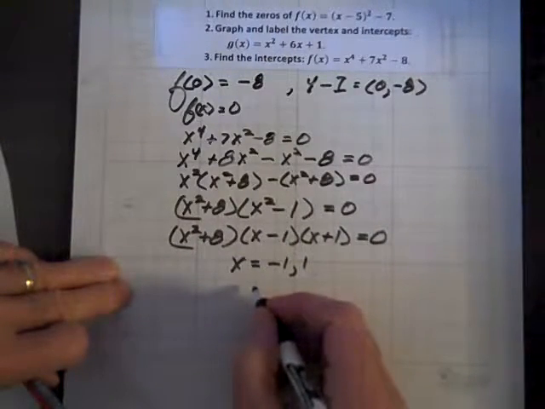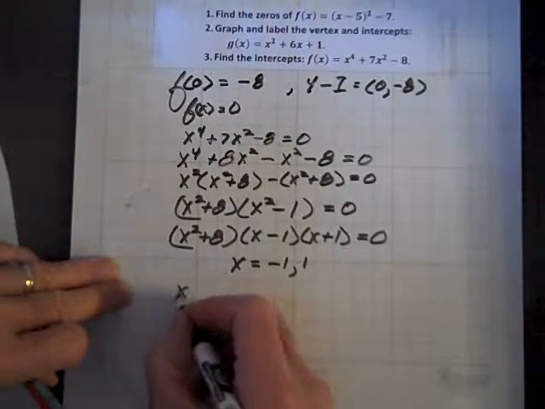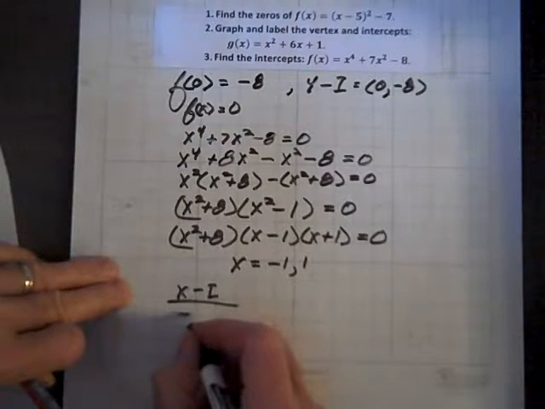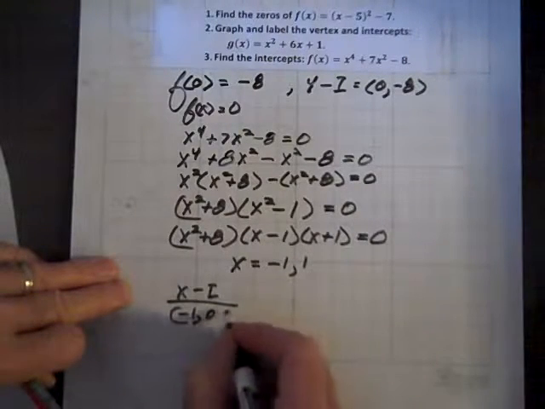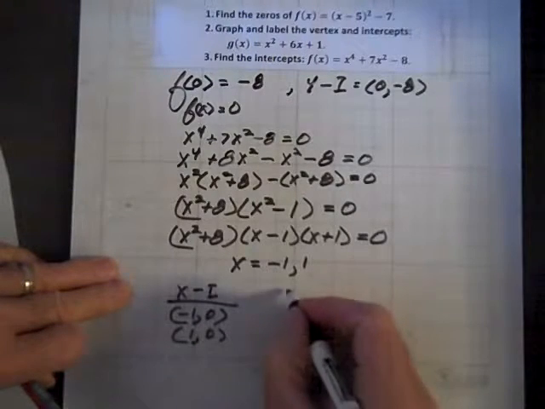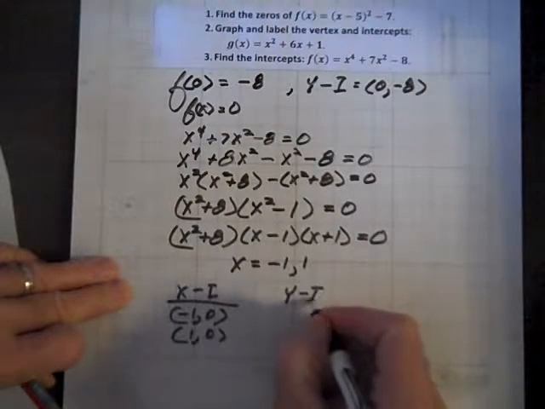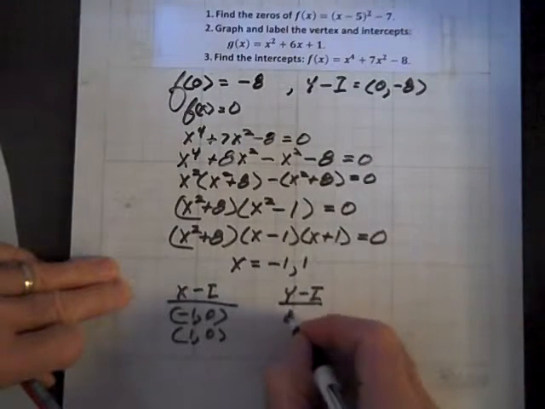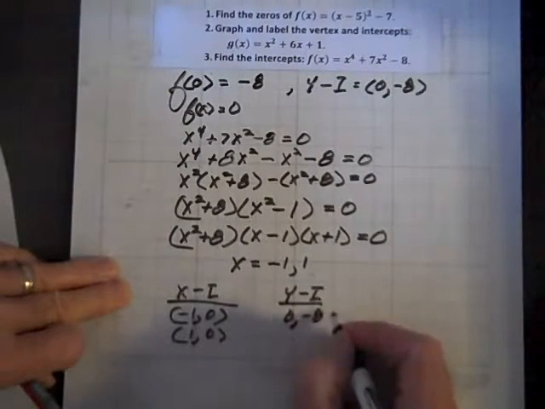So consequently, our x-intercepts are at negative 1, 0, and 1, 0. And just to consolidate, our y-intercept occurs at 0, negative 8. And we're done.